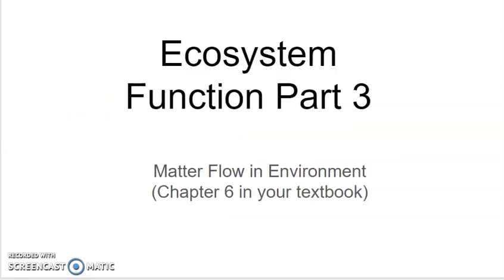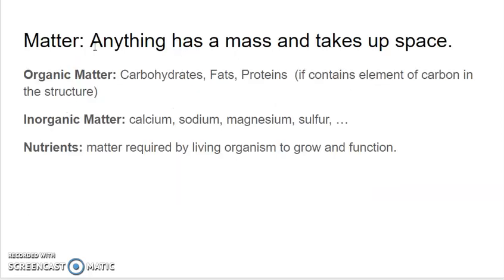So our topic is matter flow in the environment. Let's first define matter. Matter is anything that has mass and takes up space. In environmental science, we divide it into organic matter and inorganic matter. If you take chemistry, you know that if the matter contains the carbon element in its structure, then we call it organic substance, organic matter.